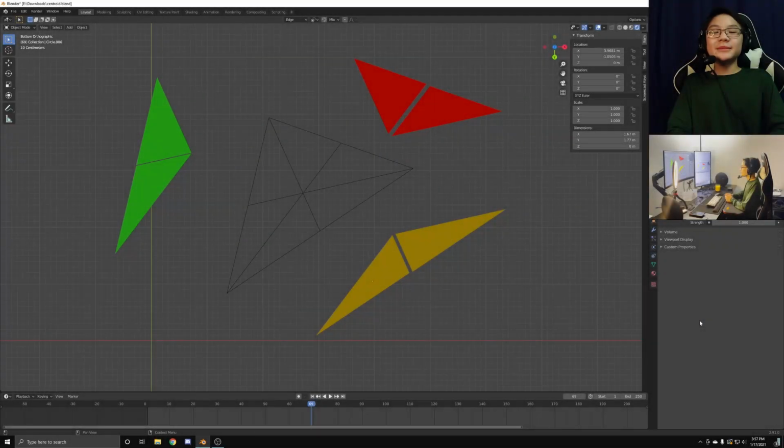Hey guys, my name is Charlie, and in today's video I'm going to be showing why the centroid of a triangle lies 2/3 away from the vertex along a median.